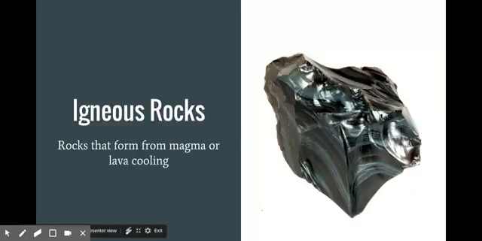So let's start with the first type of rock, igneous rocks. These are rocks that form from magma or lava cooling. What we have here in the picture is obsidian. This is a rock that cools very quickly, which is why it has this glassy appearance.